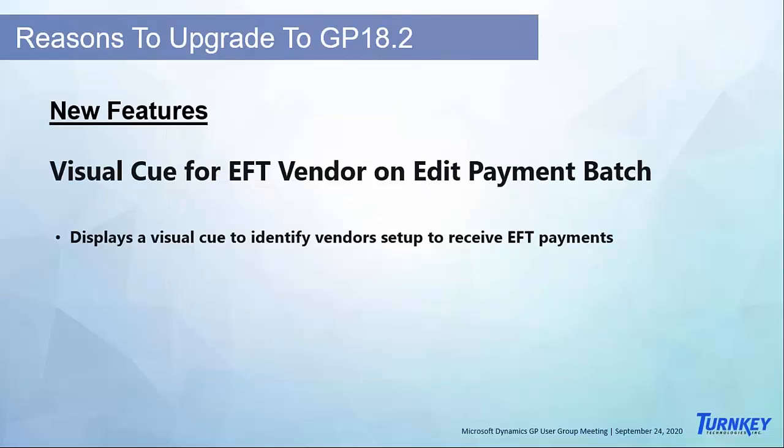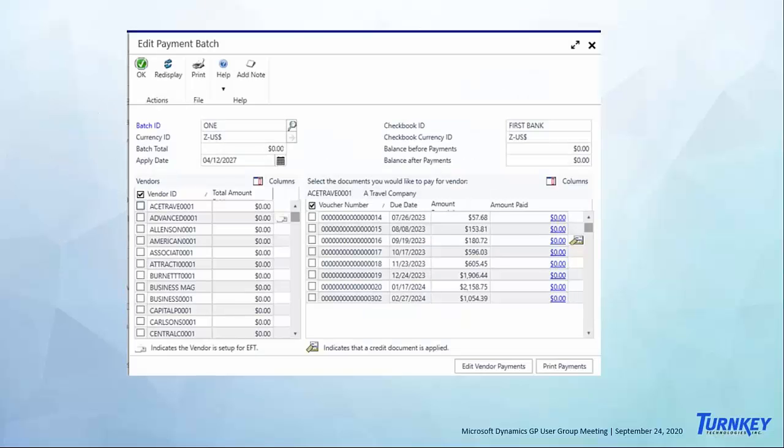In the edit payment batch window, there's now a visual cue to identify vendors that are set up to receive EFT payments. For example, over on the left-hand side in the list of your vendors, next to ADVANCED0001, you see the little icon. That's the indicator that shows that this vendor is set up for EFT.